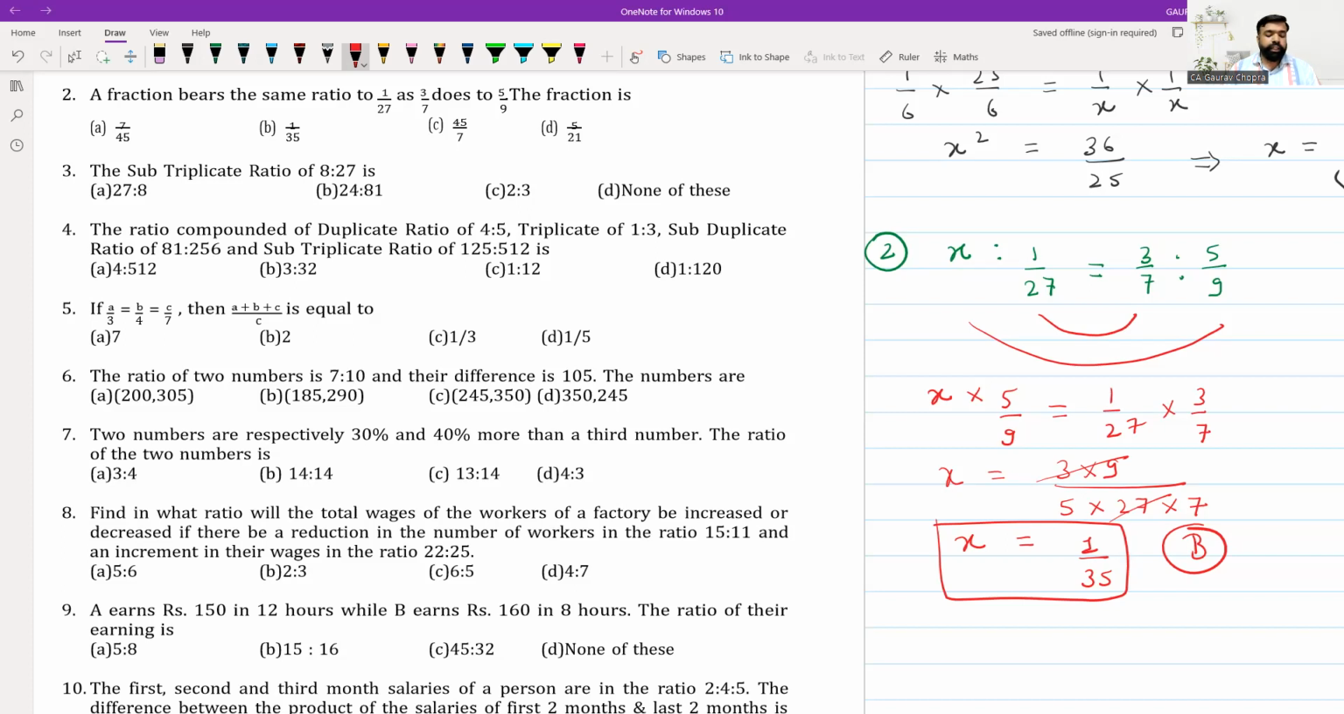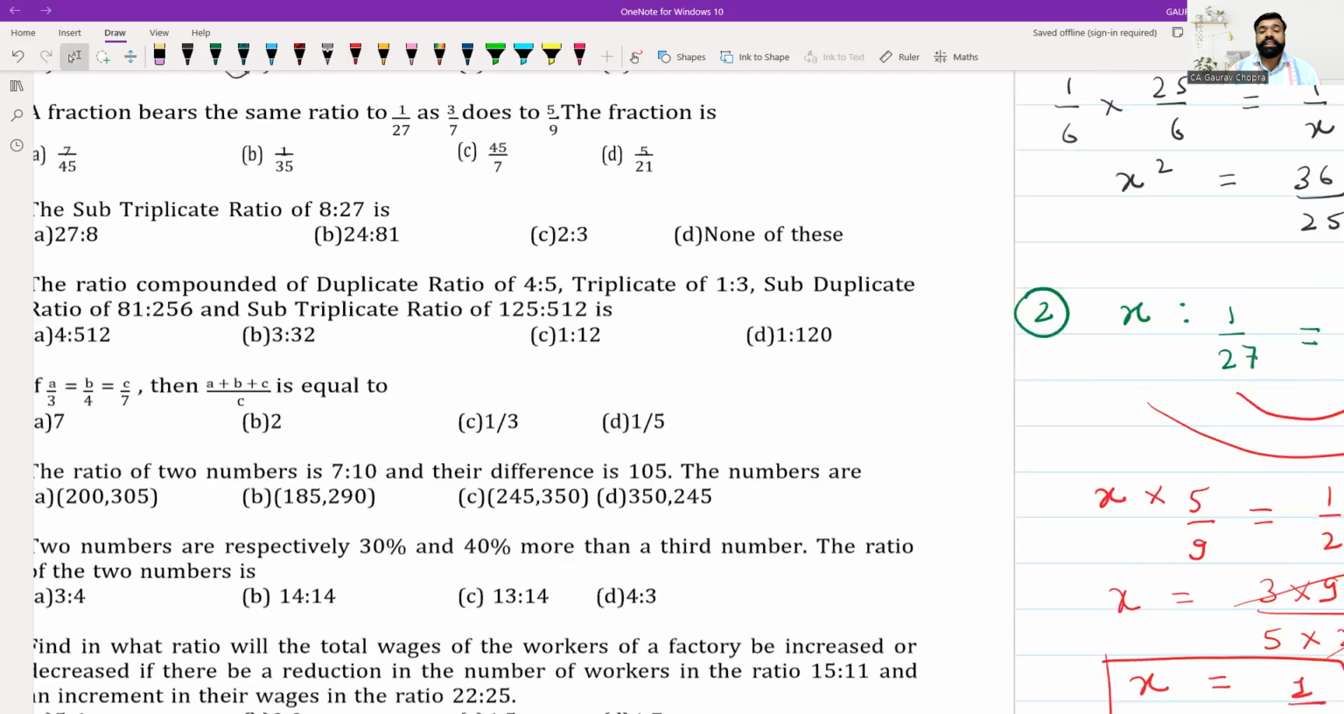Then question number 3: find the sub-triplicate ratio. Sub-triplicate means you have to take the cubic root, of 8 and 27. So cubic root of 8 versus cubic root of 27. It's very simple. That is 2:3. Option number C. So for question number 3, option number C is the correct answer.